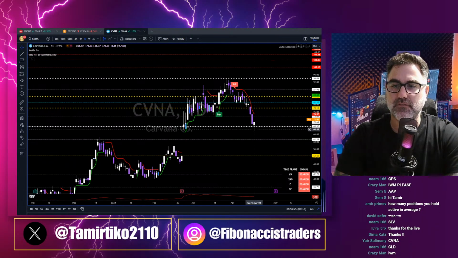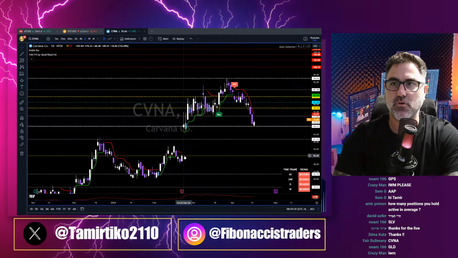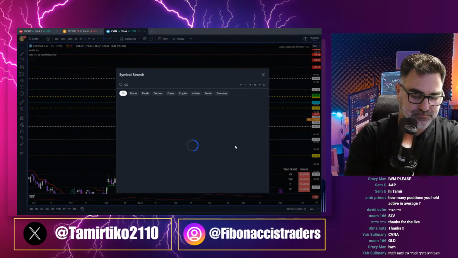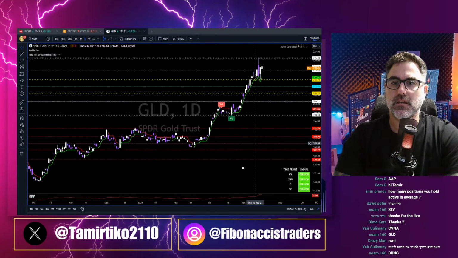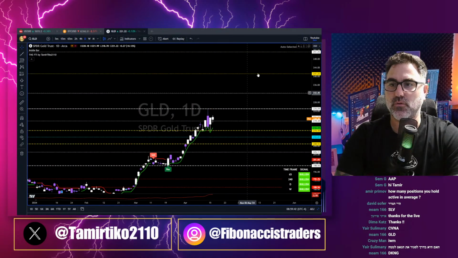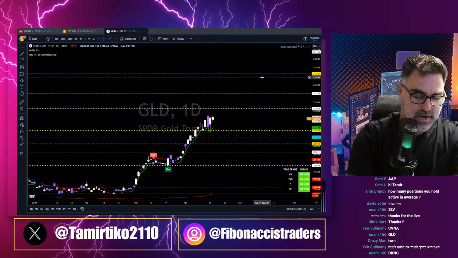CVNA, bearish on all time frames, breaking below yesterday's lows, and you will see the gap at the 52 getting filled. GLD, uptrend until proven otherwise. Next resistance is 225 and then 232 and 241.